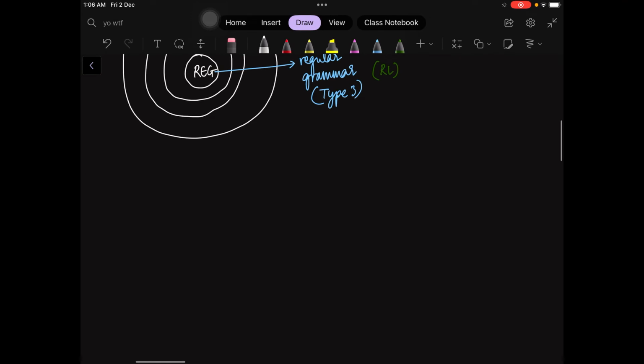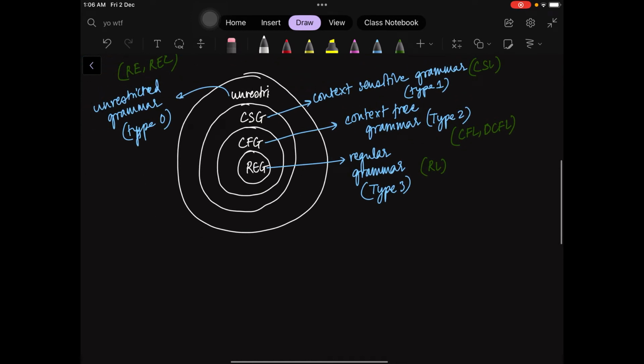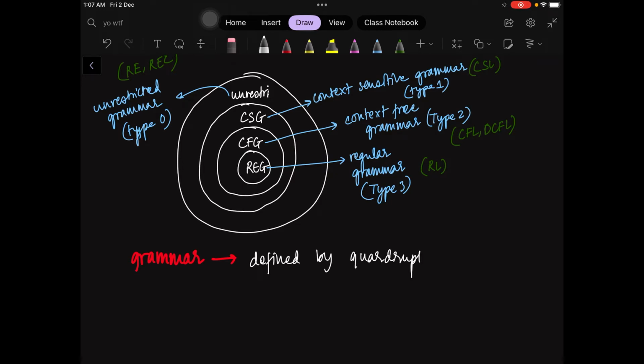Now if you want to go in depth on what exactly a grammar is, if that hasn't been clear for you, grammar is basically defined by a quadruple, which can be said as G contains V, T, P, and S.